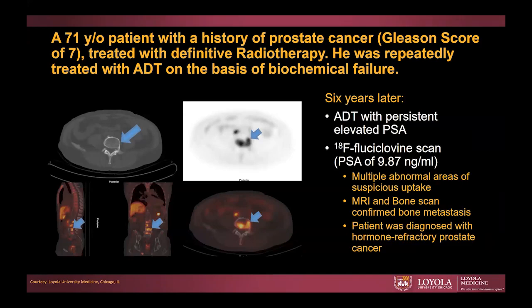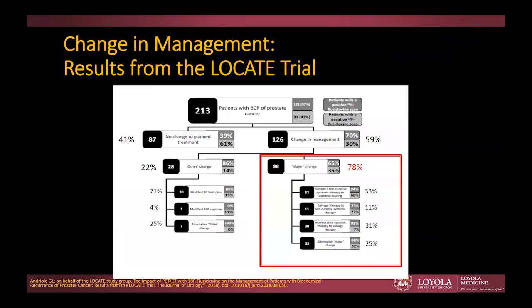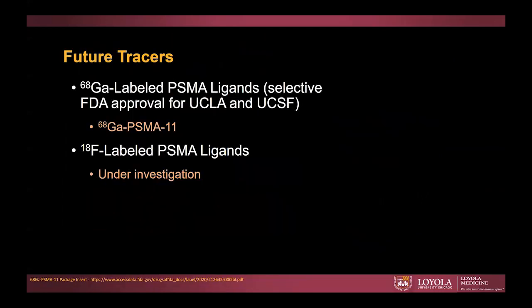This is an example of a patient that presented with abnormal uptake along the lower lumbar spine, and you can see that despite having hormonal therapy, he had failure of his PSA, and the patient at that time was diagnosed with hormone refractory prostate cancer. We know that fluciclovine can help change management in 60% of this population in the LOCATE trial. Fluciclovine changed management with 78% major changes, where one regimen was changed to another.